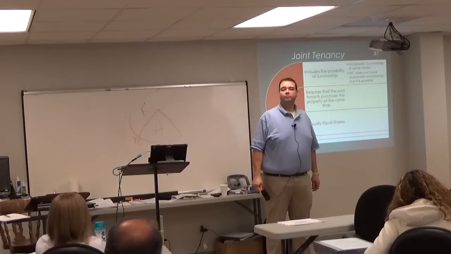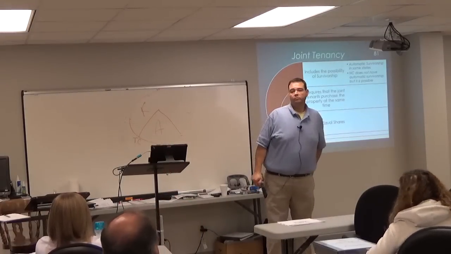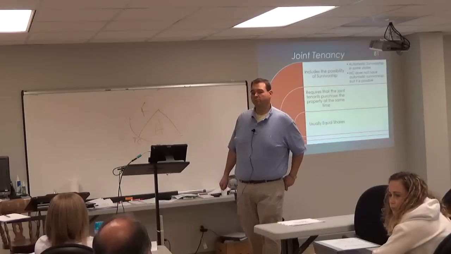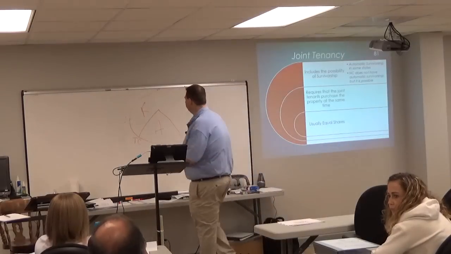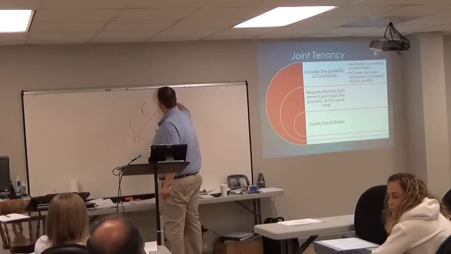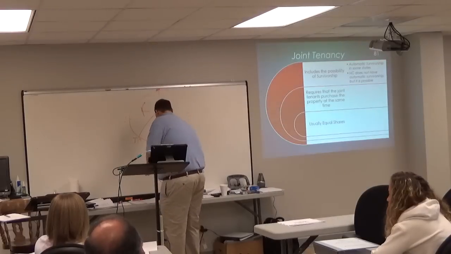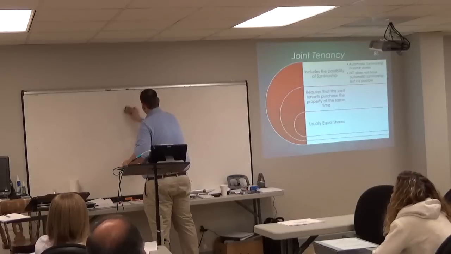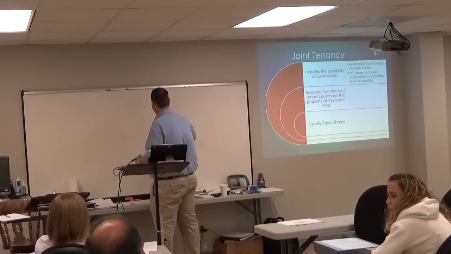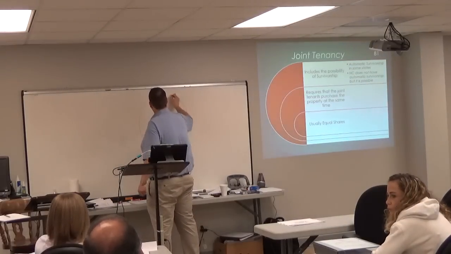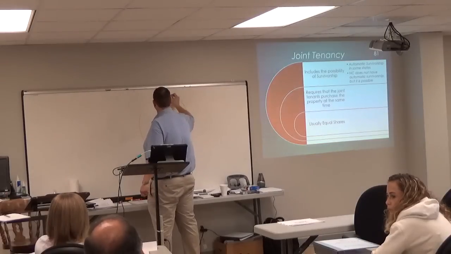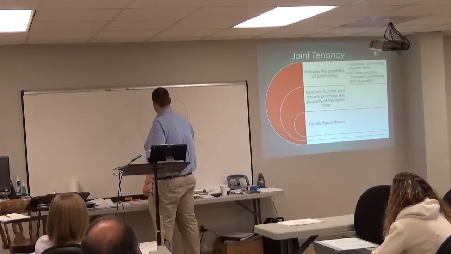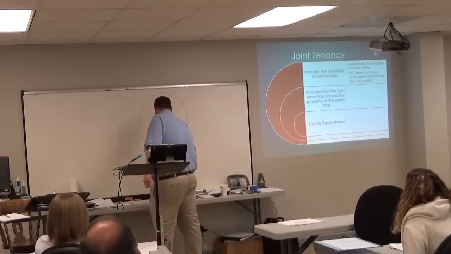Imagine that three people are tenants in common. Two of them have 40% each. Let me do it this way. We got three owners. Two of them have 40% each, and the other one has just 20%. I'm going to do it sort of like this. This is 20%, and then we got a 40, something like that.